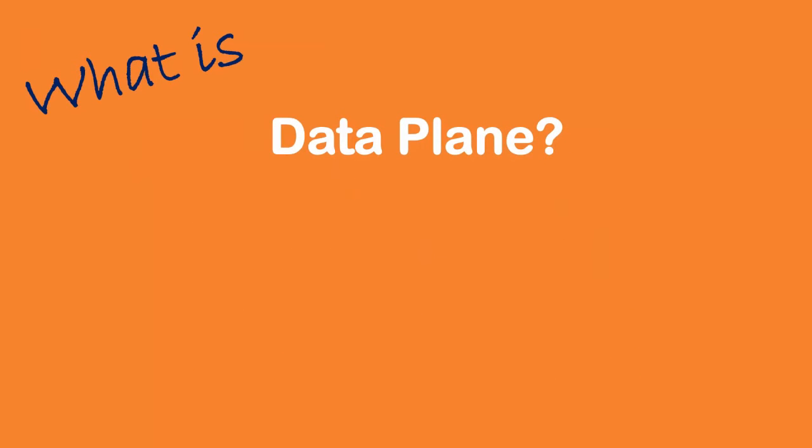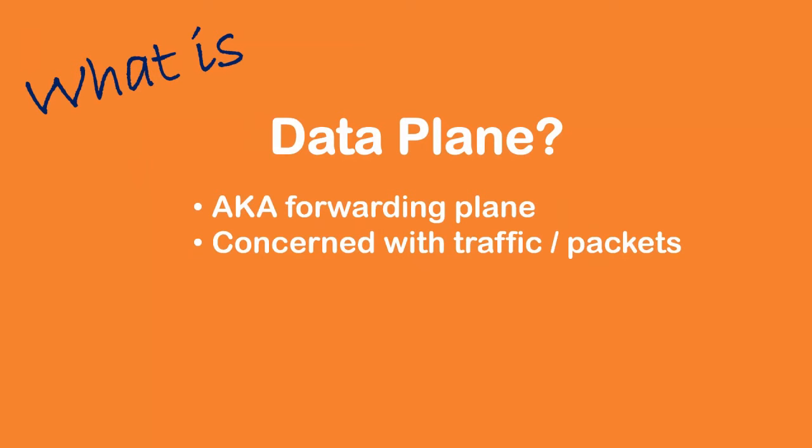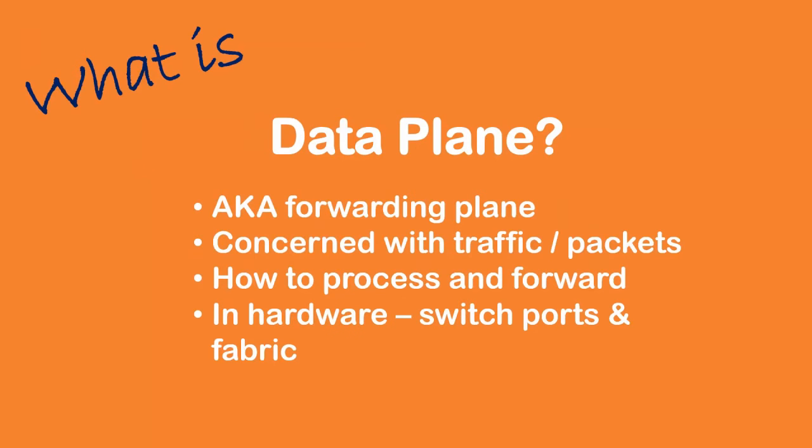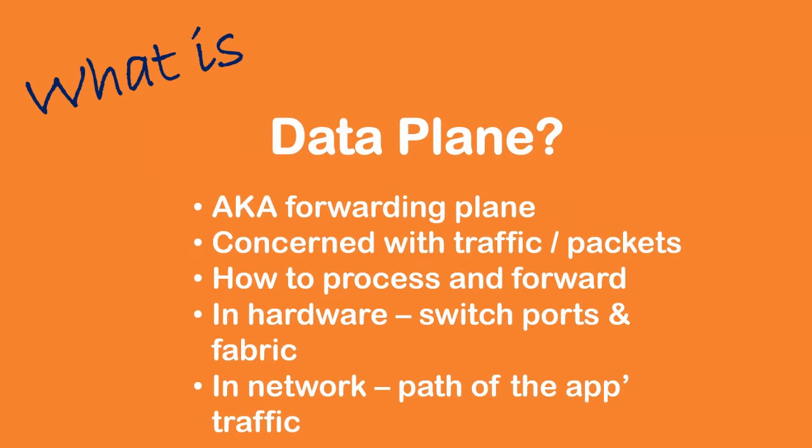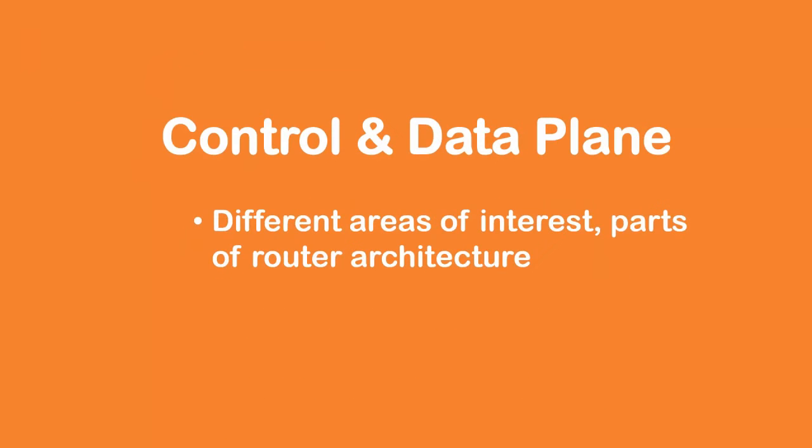What is the data plane? That's also known as the forwarding plane, which is pretty self-explanatory. That's the part of the network and the hardware that's concerned with the customer traffic and pushing packets. So it's how to process and forward packets as fast as possible. In hardware, that's the switch ports and the switch fabric. And when we apply this concept to the network, we're talking about the path of the customer traffic, of the application traffic. So this separation of concept is useful because they create different areas of interest in our network and parts of the router architecture.